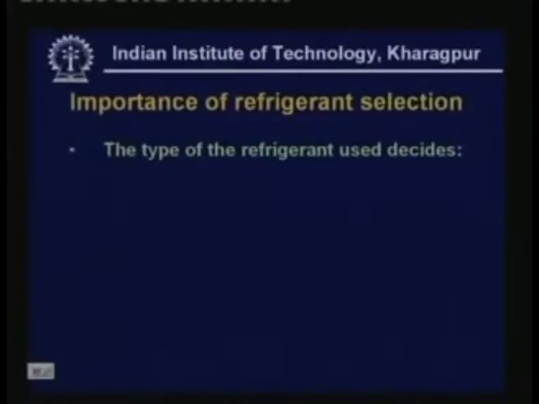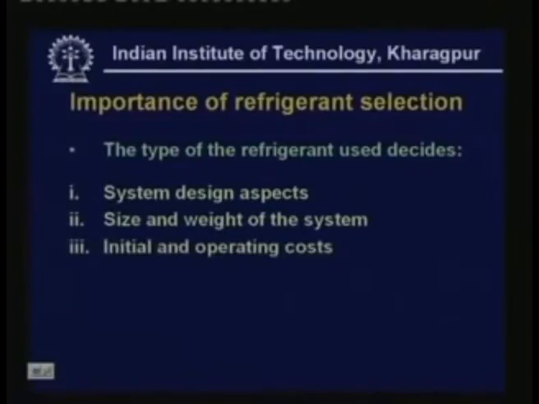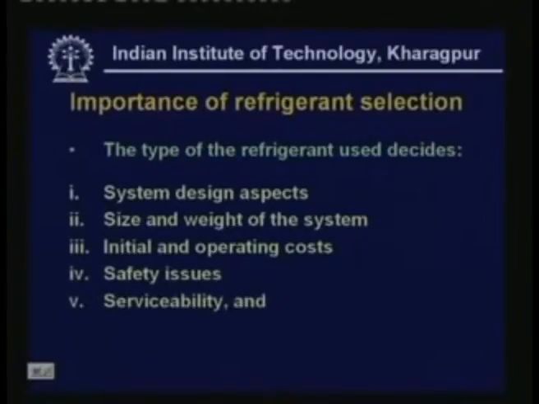For example, the type of the refrigerant used decides the system design aspects, size and weight of the system, initial and operating costs, safety issues, serviceability, and reliability. So you can see that so many practical issues are related to the selection of refrigerant. That is the reason why suitable refrigerant selection is very important.